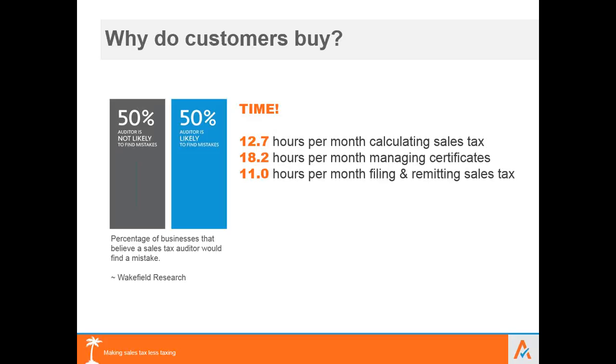And as you see here, an example, some kind of fun facts. 50% of the time auditors are not likely to find mistakes. 50% of the time auditors are likely to find mistakes.